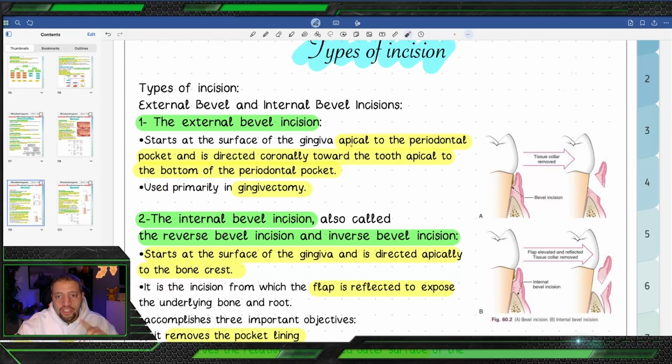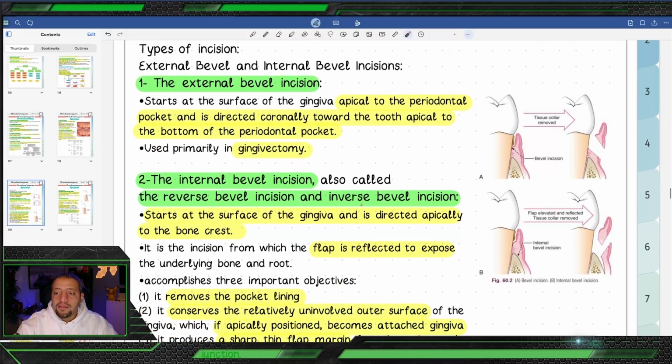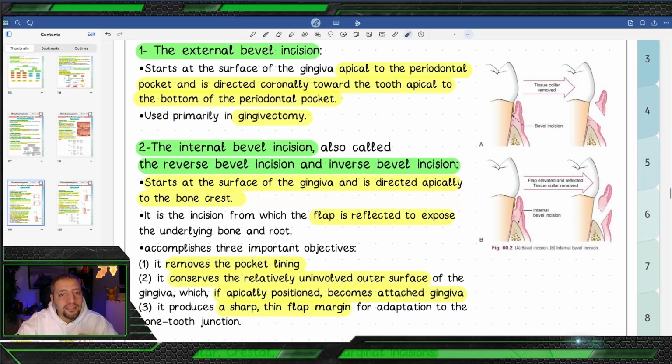The surface of the gingiva apical to the periodontal pocket and directed coronally toward the tooth, just apical to the bottom of the periodontal pocket. This is a technique used in gingivectomy. And then sometimes we don't have enough attached gingiva, so we are going to use a different technique. This technique is called internal bevel incision, or reverse bevel incision, or inverse bevel incision. This starts at the surface of the gingiva and is directed apically toward the bone.